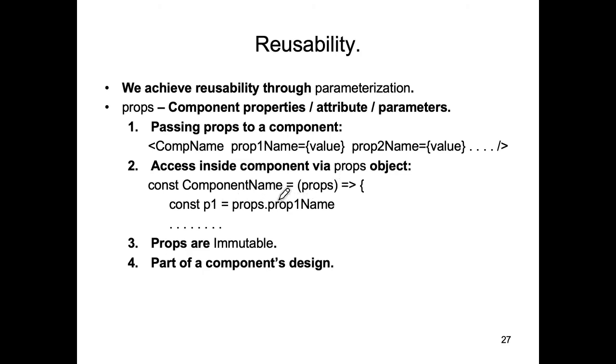So prop1 name, that expression is going to evaluate to whatever value you have assigned to that property when you are using the component. Note as well that you have to wrap the value in these curly braces, which is part of the JS syntax as we saw from the previous example. If you leave out those curly braces, you get a very different outcome.